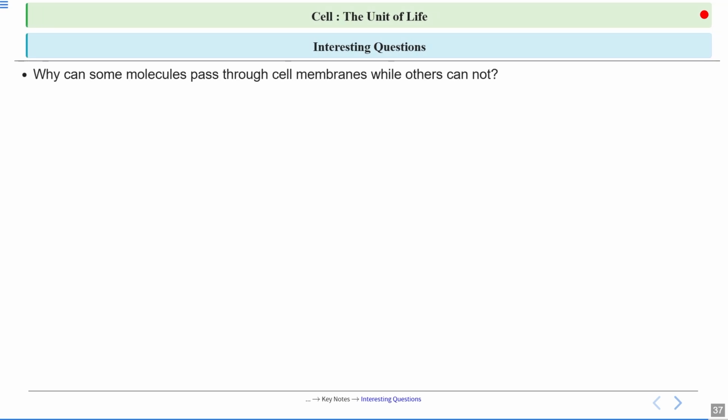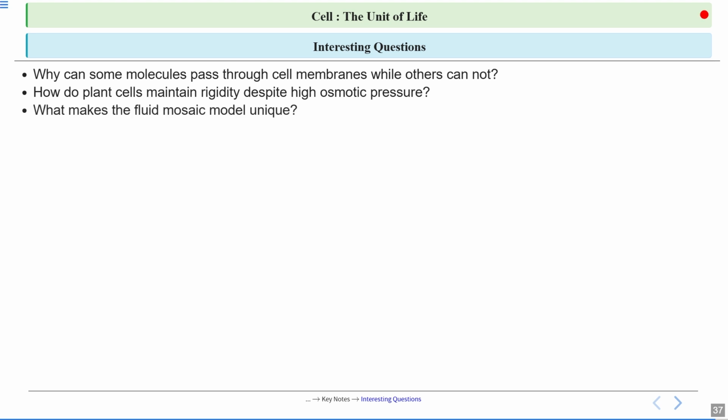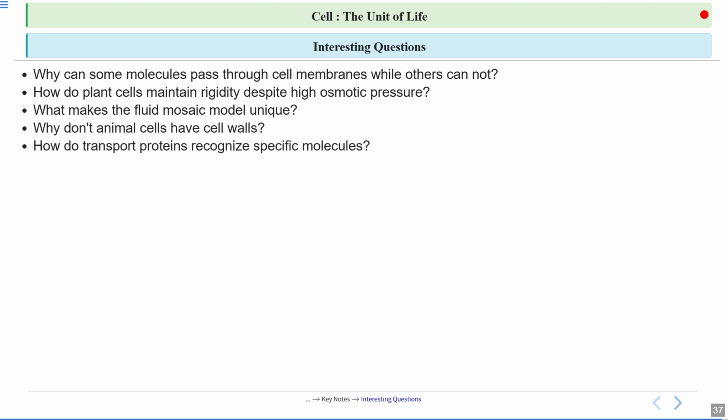Some interesting questions for you. See, why can some molecules pass through cell membranes while others cannot? How do plant cells maintain rigidity despite high osmotic pressure? What makes the fluid mosaic model unique? Now, why don't animal cells have a cell wall? How do transport proteins recognize specific molecules? So these are all questions for you. You have to think critically about them. This will enhance your critical thinking ability as well.